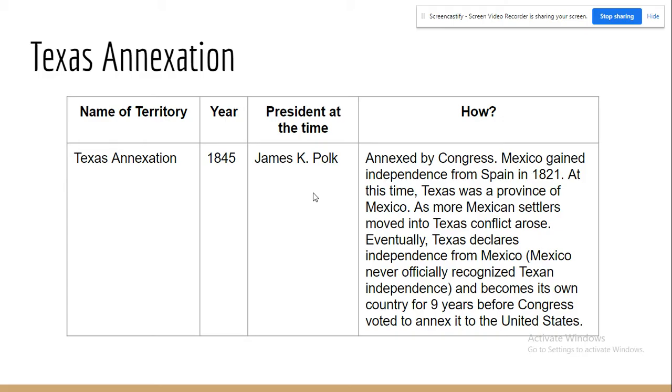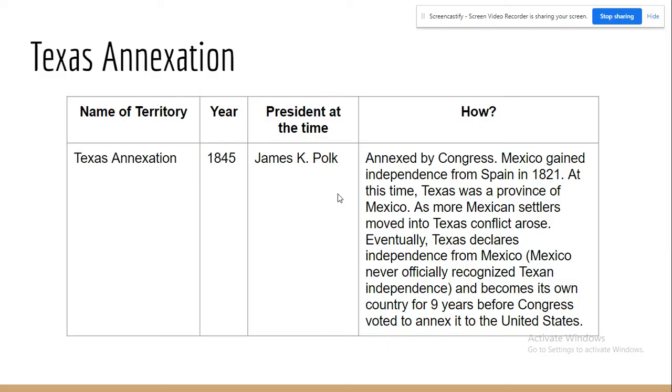Okay, now if you recall, when we were studying James Monroe, Spain was losing a lot of its colonies in South America and Central America. One of those colonies was actually Mexico. They gained their independence from Spain in 1821. And at this time, the area of Texas is considered a province of Mexico, which basically just means that it's an area where Mexican settlers can move to. Now, not only are Mexican settlers moving into the area of Texas, but so are American settlers. And in the beginning, Mexico was okay with having American settlers moving into the area of Texas, as long as they abided by Mexican law.